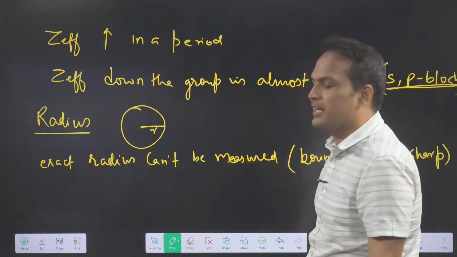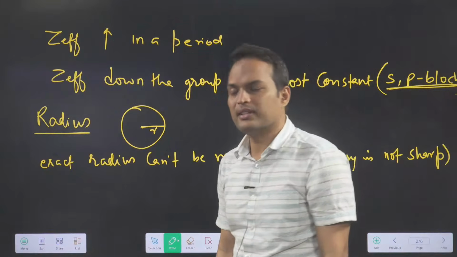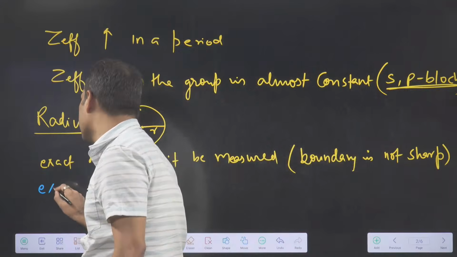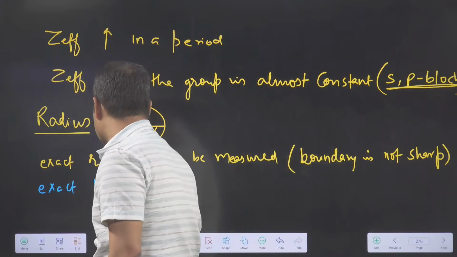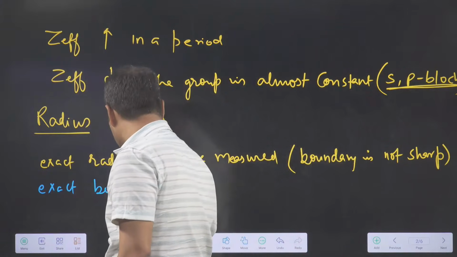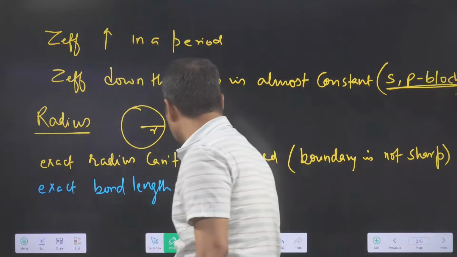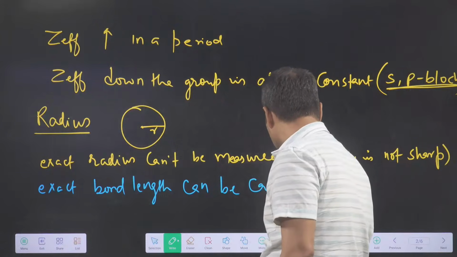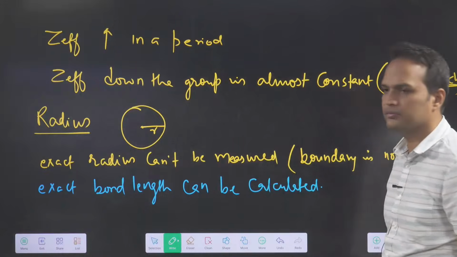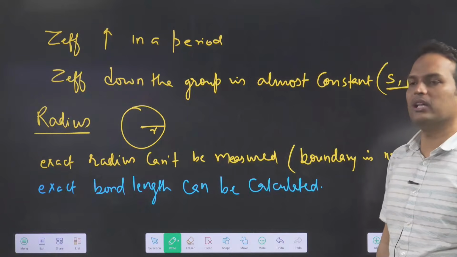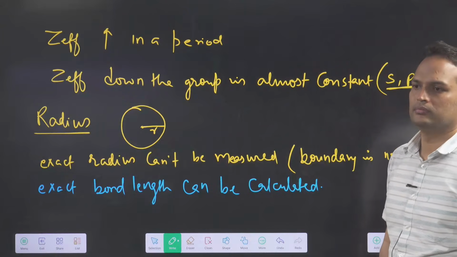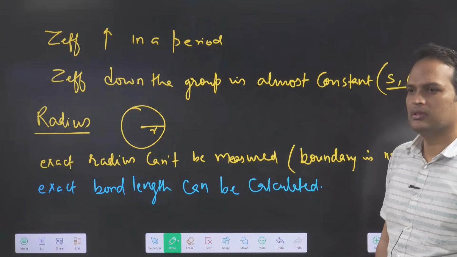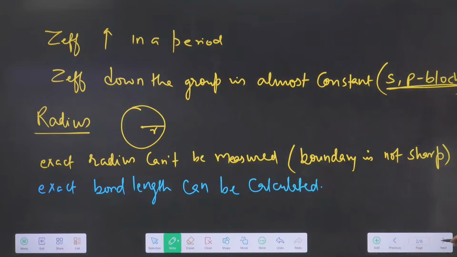So we cannot measure the exact radius. Then you will say, sir, then how? So we are saying, exact bond length can be calculated. Exact bond length we can calculate. Okay? So now the question is, sir, what is bond length? Tell me, what is bond length?